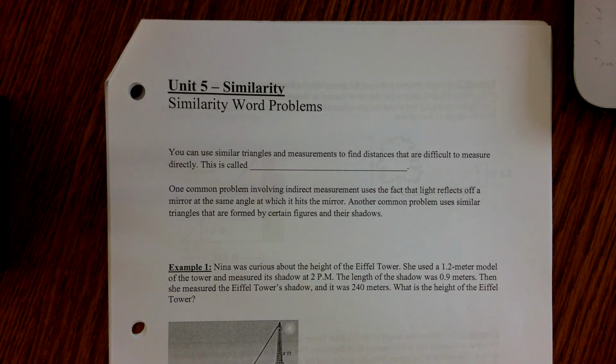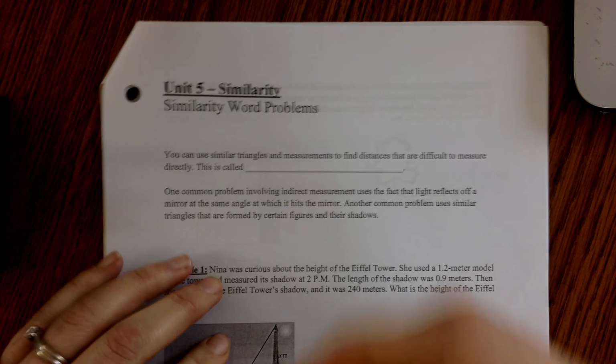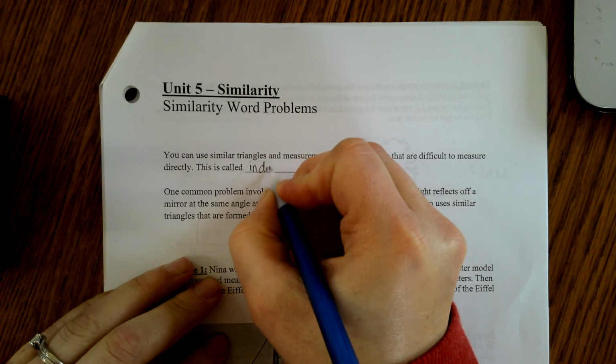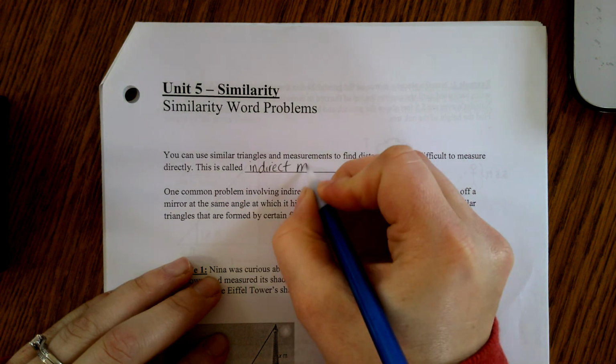Today's notes are on similarity word problems. You can use similar triangles and measurements to find distances that are difficult to measure directly. This is called indirect measurement.